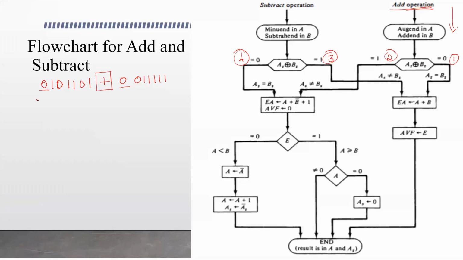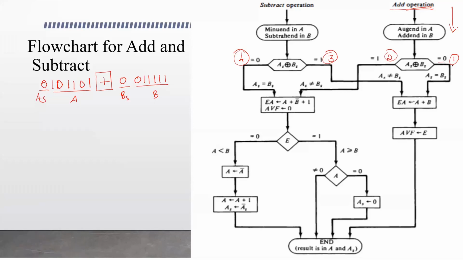In our question, AS is the sign bit of A and BS is the sign bit of B. The magnitudes are in A and B and the signs in AS and BS. First we do exclusive OR on AS and BS. If the signs are the same, it produces 0. If the signs are different, it's an odd function and produces 1. In our case, the signs are 0 and 0, so the result of this XOR must be 0, and the path it takes is 1.